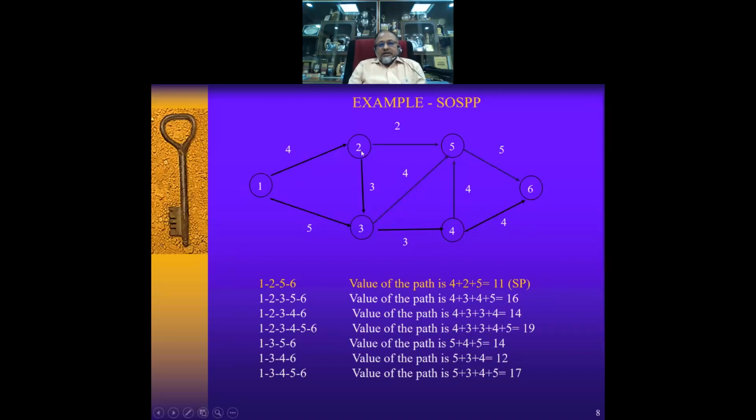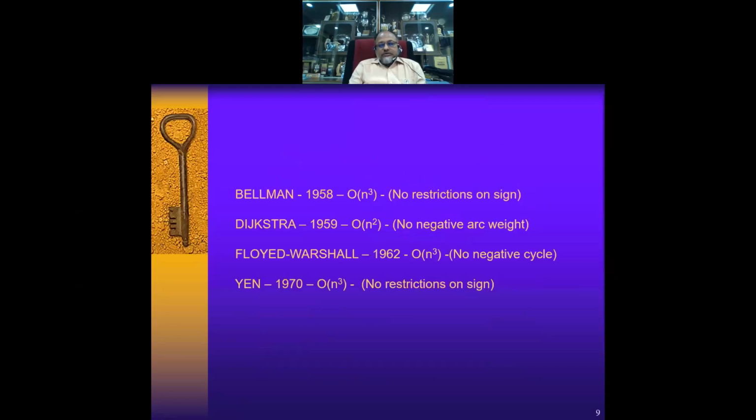in this algorithm, there is an edge between 2 to 5. Suppose the edge is reversed, for example, instead of 3 to 5, if it is 5 to 3, and instead of 2 to 3, it is 3 to 2, then there is a cycle. And if I put weight for this as minus 3 and this as minus 2, the sum of the edges constituting the cycle will be minus 1. Such a cycle is called a negative cycle.